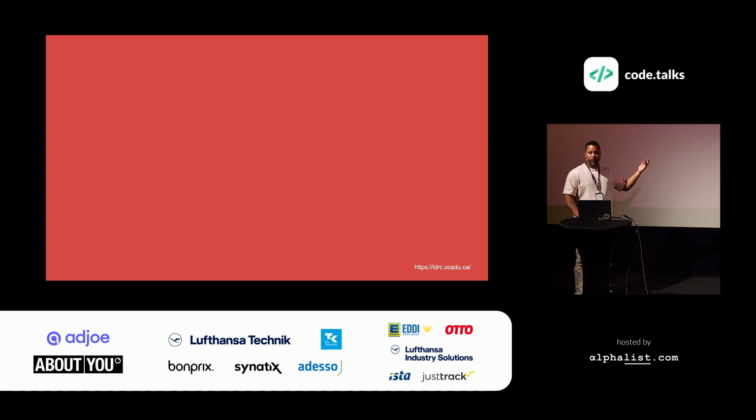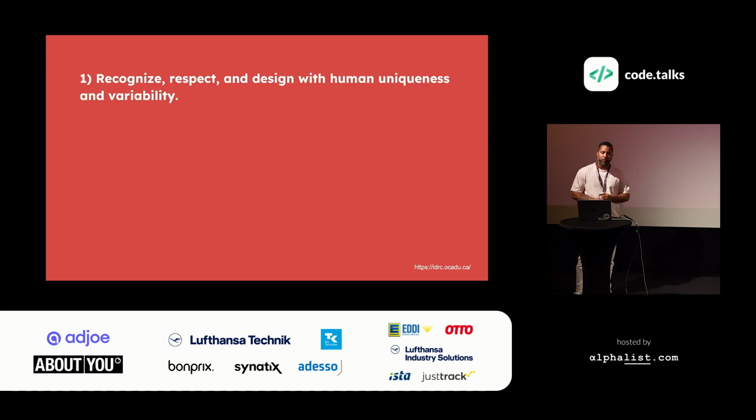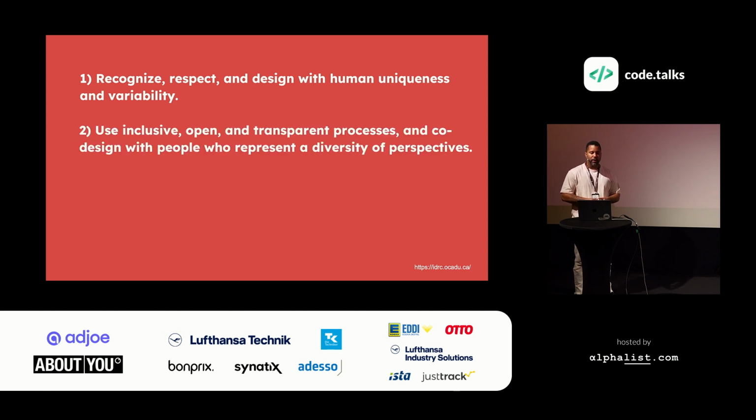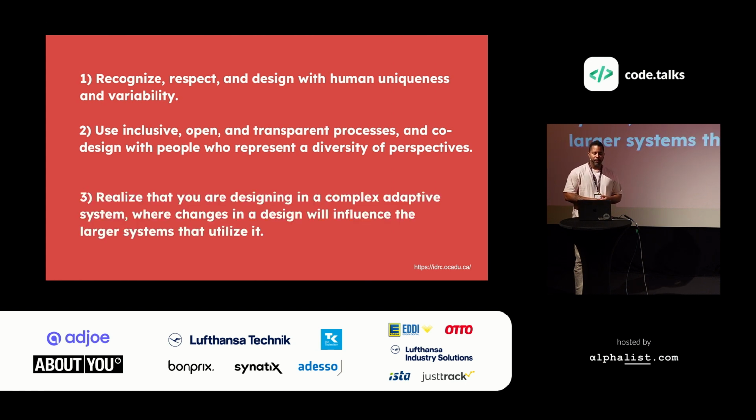So the Inclusive Design Research Center identifies 3 principles about what inclusive design should be or should do. Recognize, respect, and design with human uniqueness and variability. That would be one principle. Second, use inclusive, open, and transparent processes and co-design with people who represent a diversity of perspectives. And third, realize that you are designing in a complex adaptive system where change in a design will influence the larger system that utilizes it.